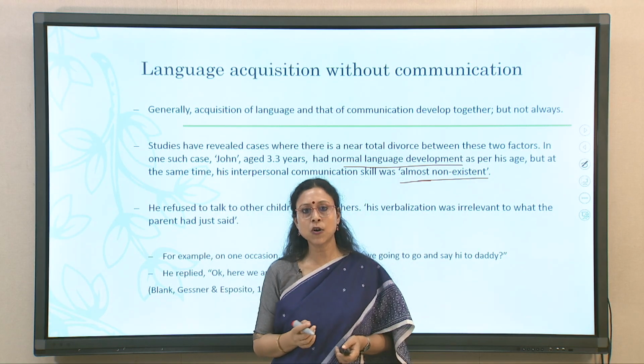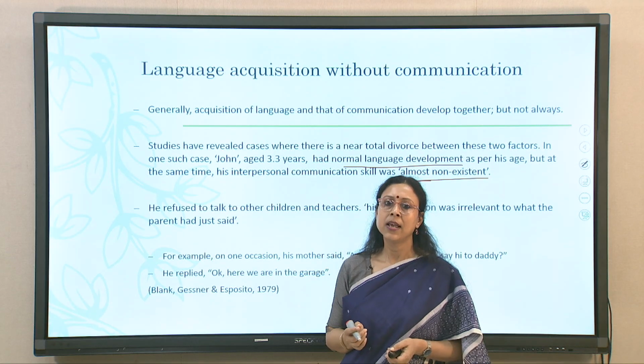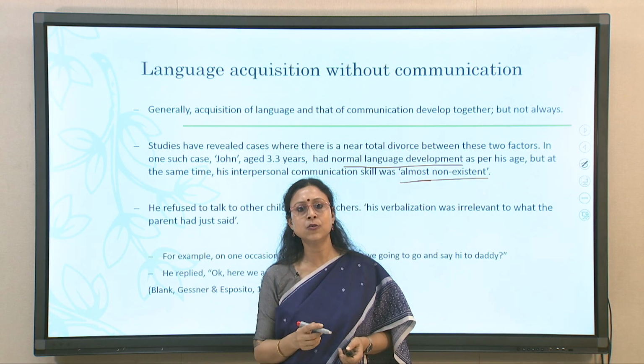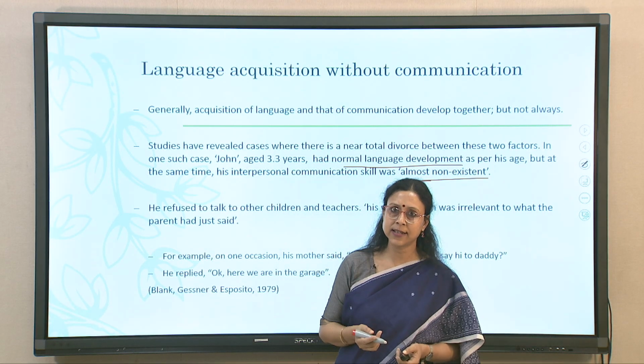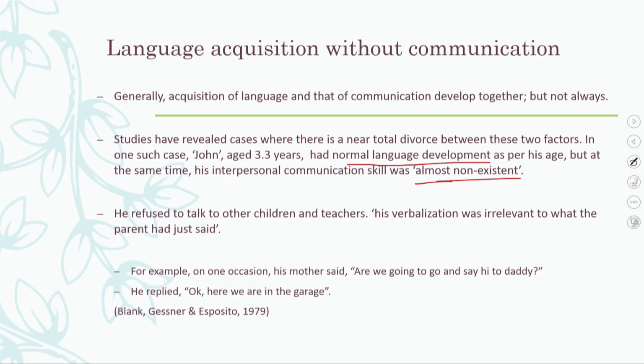So, he refused to talk to other children and teachers. His verbalization was irrelevant to what the parent had just said. Sometimes he did communicate to his parents, but to friends and teachers he did not. So, there are some examples.